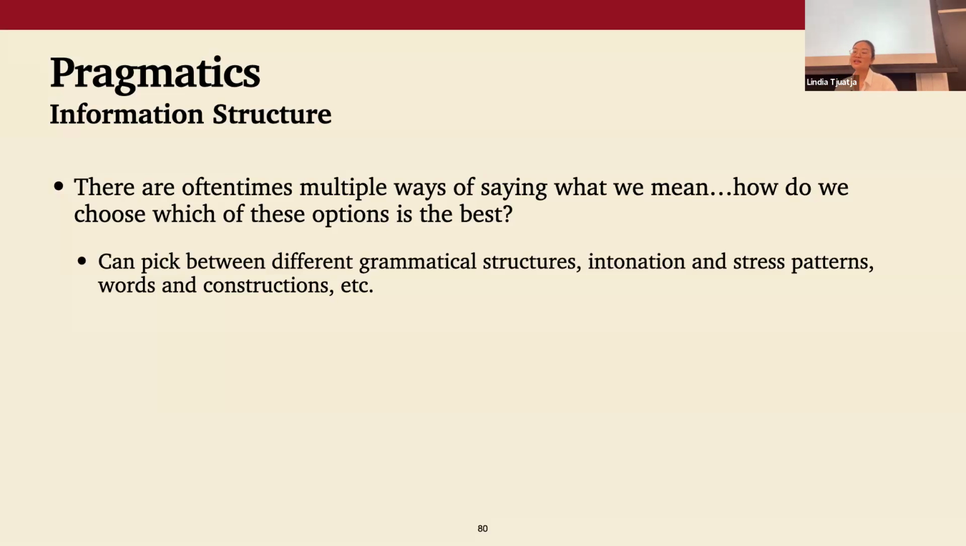We can also vary intonation and stress patterns, like what Graham brought up with the "2 bedrooms" example. And then we can also choose different vocabulary and constructions. Like I can say certain words that I think are more simple and easy to digest if someone is unfamiliar with the topic. So we have all of these different things to pick from. How do we actually choose them?